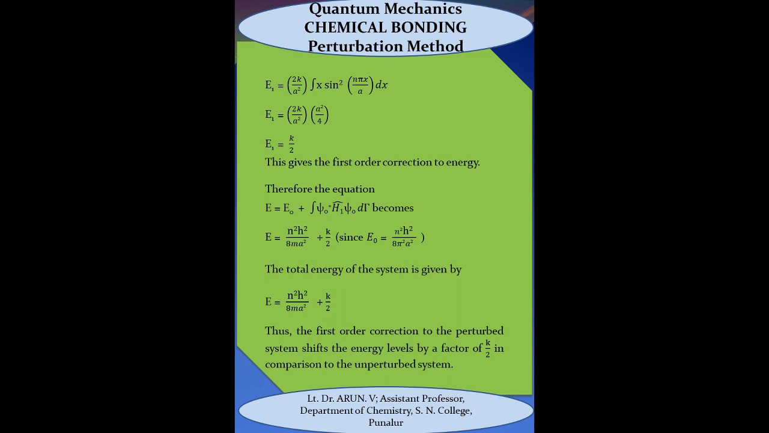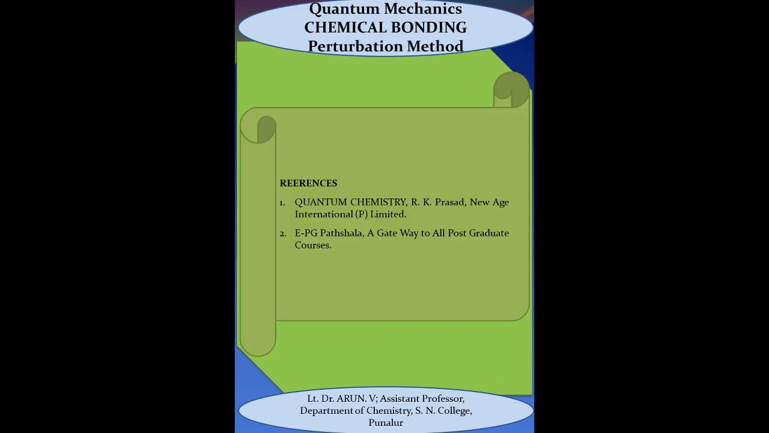Therefore, the energy equation E equal to E0 plus the integral of ψ0 star H1 ψ0 dτ becomes E equal to n square h square divided by 8 m a square plus k by 2. Therefore, the total energy of the system is given by E equal to n square h square divided by 8 m a square plus k by 2. Thus, the first order correction to the perturbed system shifts the energy levels by a factor of k by 2 in comparison to the unperturbed system.